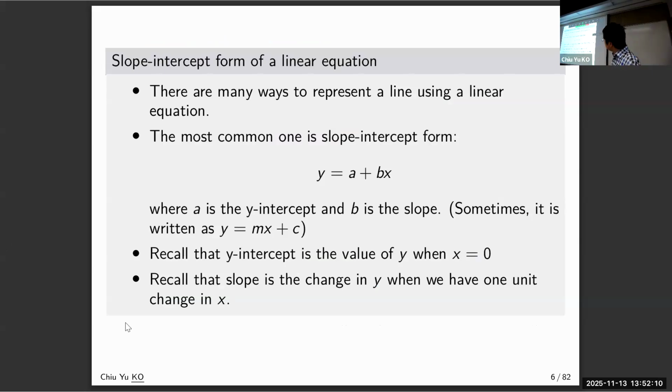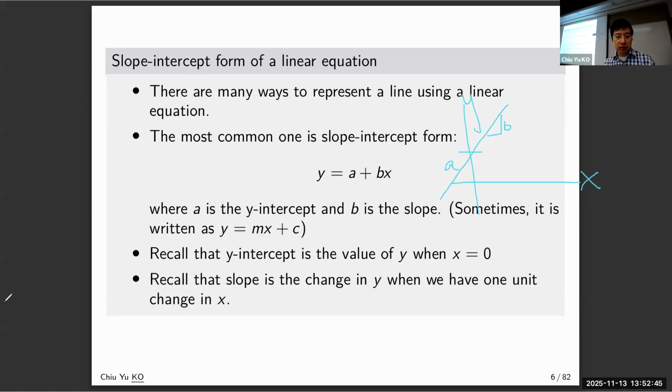So we call how you write the line the slope-intercept form. A is the y-intercept, we've shown you already, and B is the slope, right? A means that when x is 0, this is what y is. Just to recall, when you draw a line there, this is x, this is y, and this is A here, and the line passes this way, and the slope is B. What the slope means is if you increase x by 1, how much does y increase?